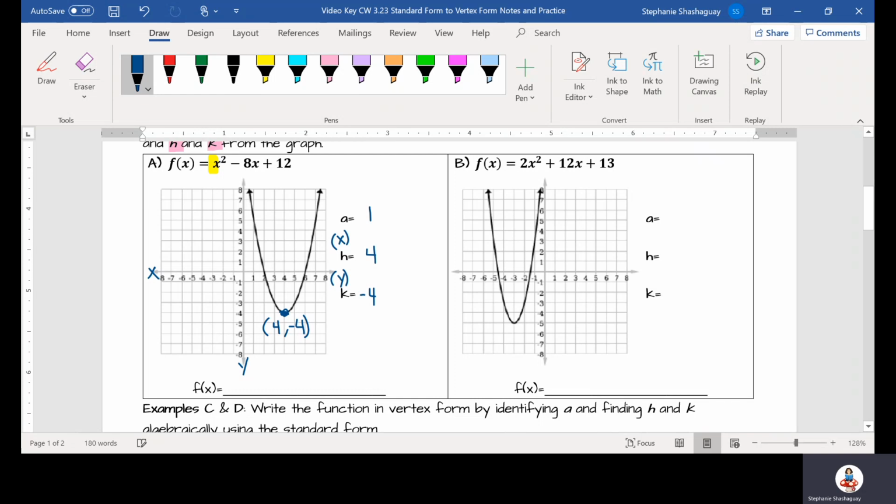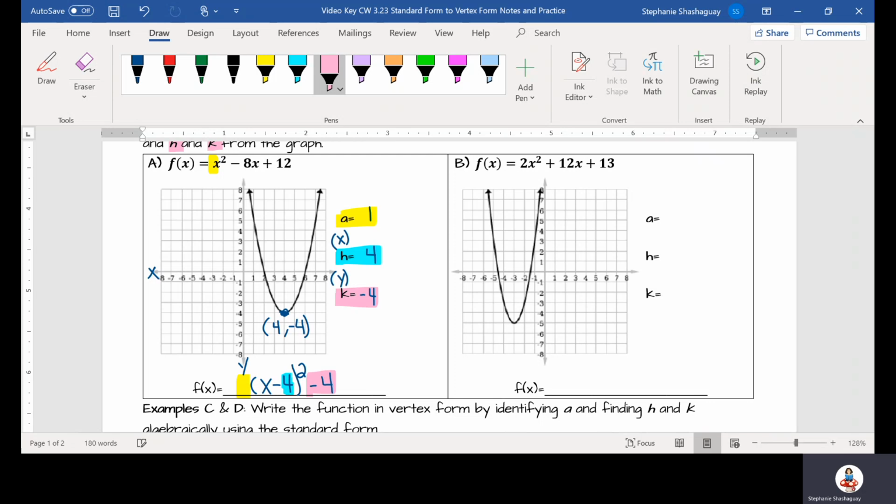So what would this equation look like in vertex form? I'm going to have f of x is equal to x minus 4 squared minus 4. Okay, my a was 1, so there's nothing to put outside that parentheses. My h is equal to 4, and my k is equal to negative 4.